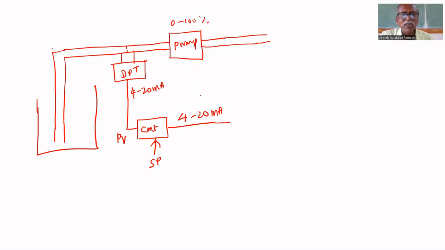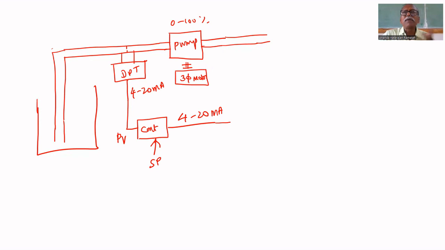How can the pump speed be varied by that 4 to 20 milliamps? For that pump, one 3-phase motor is there, coupled with the pump. The pump will just rotate and pump the liquid, but it should be rotated by a motor. A 3-phase motor is connected. If the speed of the motor changes, pump flow rate will change. Am I correct or not?